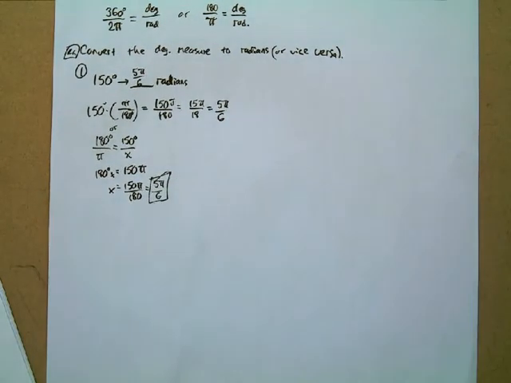Okay. So let me give you guys two to try here. So 300 degrees is how many radians? And then also, how many degrees gives us 7 pi over 6 radians? Go ahead and try those two. I'll walk around and see if you have any questions. Actually, I'll zoom in a little bit there.